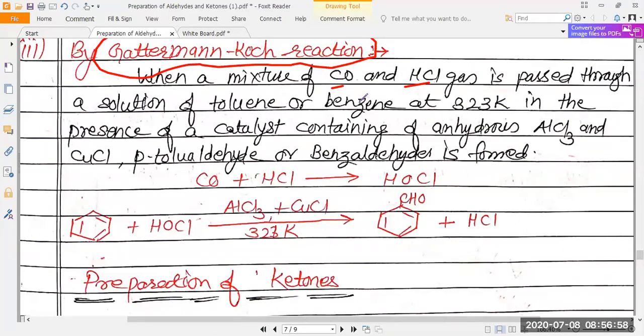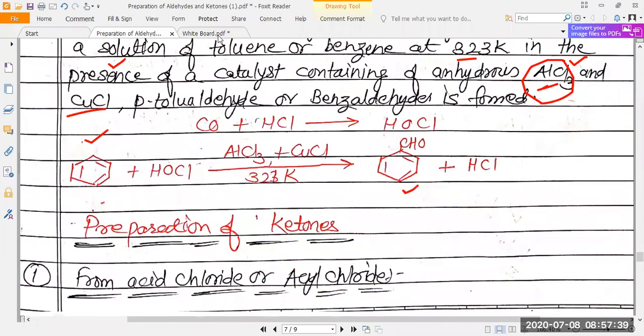Toluene or benzene at 323 Kelvin in the presence of a catalyst containing anhydrous AlCl3. It is a name reaction, so the reagent and catalyst you have to keep in your memory. And CuCl, and what is CuCl? Cuprous chloride. CuCl is cuprous chloride, and benzaldehyde or para-tolualdehyde is formed. If benzene is taken, then benzaldehyde is formed, and if toluene is taken, then tolualdehyde is formed. So how do these reactions take place?